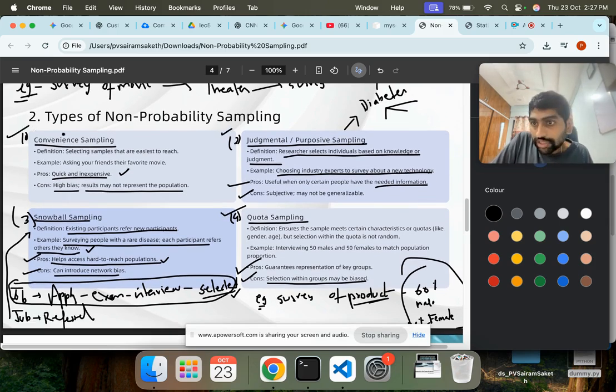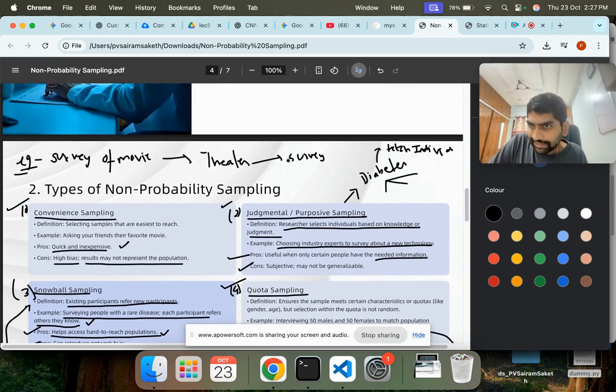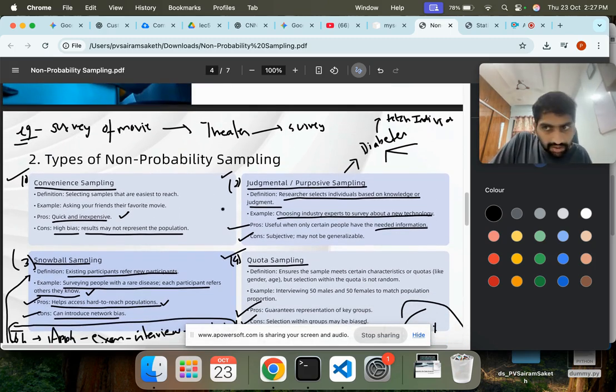So these are the four types of sampling that we have. Convenience means you randomly go to a theater and take the survey, but you won't get accurate results. Second is judgmental. A doctor finding one diabetes patient and taking information is okay, but can he generate the medicine? No, because he studied only one person. Like this, you have to study 1,000 persons.